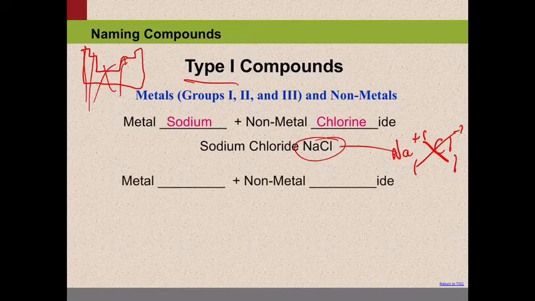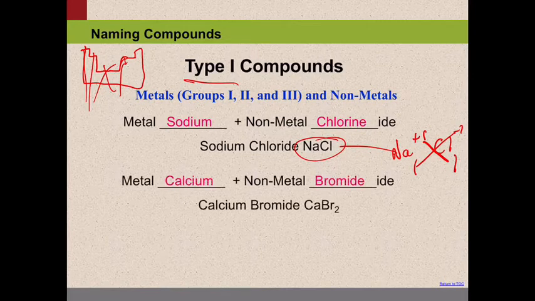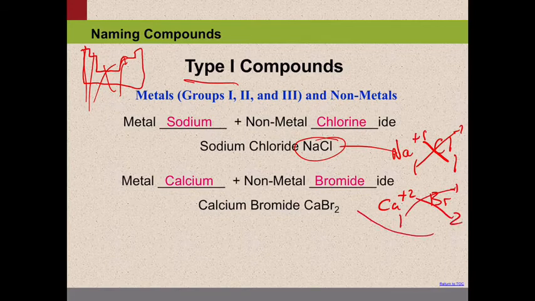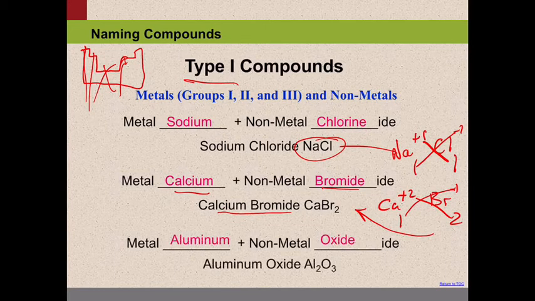For another example, let's take a look at calcium and bromide. Well, calcium, if we look on the periodic table, is a Ca+2. Bromine is, again, a Br-1. When we crisscross this, I get a 1 there, a 2 there, and end up with CaBr2. Calcium bromide.